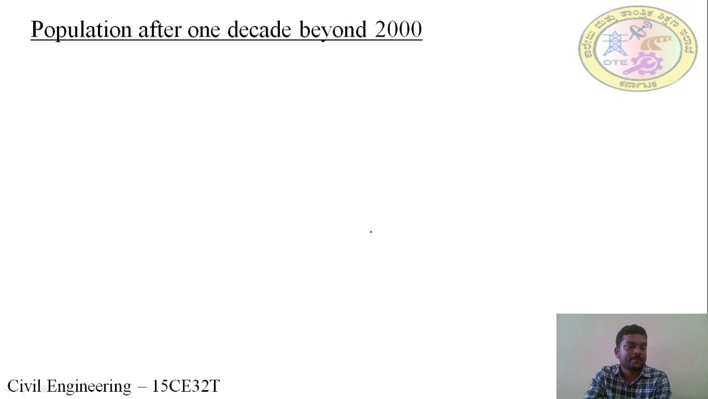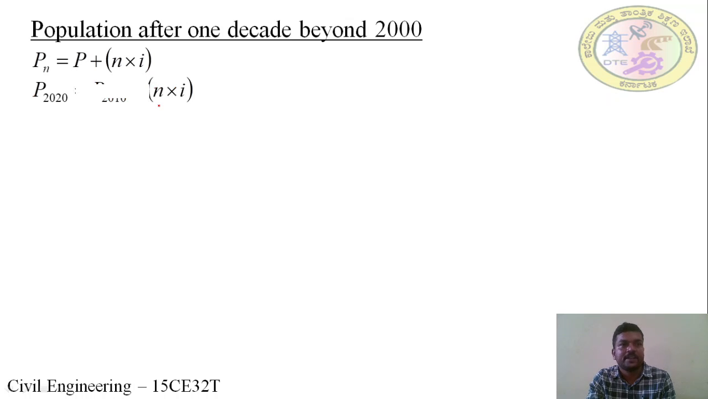So after calculating the average increase in population per decade, we need to find out the population for the year 2010, that is, the population after one decade beyond 2000. The expression for the arithmetical increase method is Pn is equal to P plus nI, where P is the present population and I is a constant, that is, the average increase in population per decade.